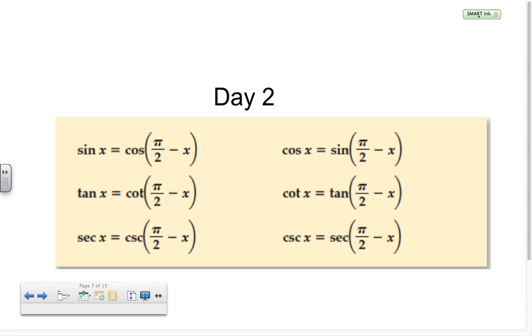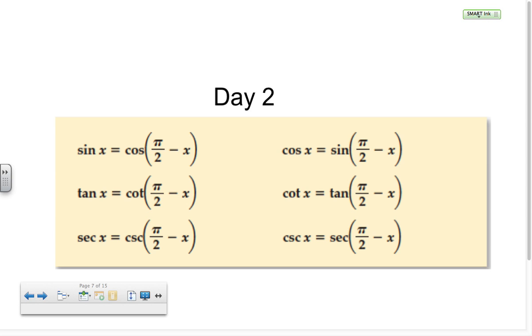If you have pi over 2 minus x in a problem, you can change it to a simpler form. So cosine of pi over 2 minus x is the same thing as sine x, and so forth. There are some identities that you don't use very often. They're more to be aware of in case you get stuck somewhere, or you get in a situation where you have this very specific circumstance and you can use them. So we're going to focus mainly on the rules that we learned yesterday. We're going to do some more complex problems.